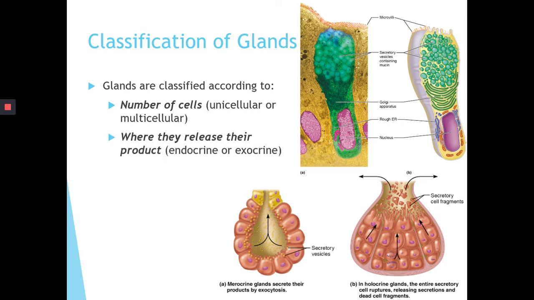We can also classify glands based off of where they release their products, and that's really one of the major ways in which we classify glands. Even though it's kind of the second one listed, it's probably one of the more commonly used ways by which we classify. Again, endocrine glands secrete their products inside the body, primarily hormones going into the bloodstream. Exocrine glands, their products are excreted to the surfaces of the body.